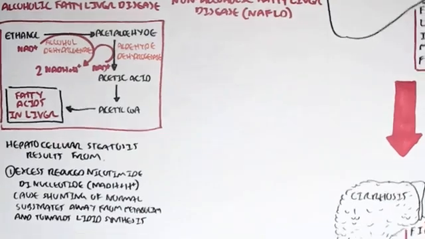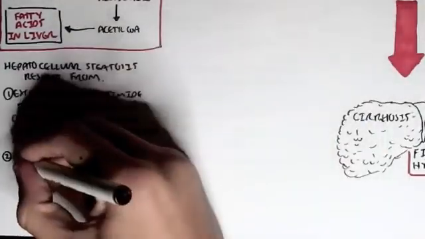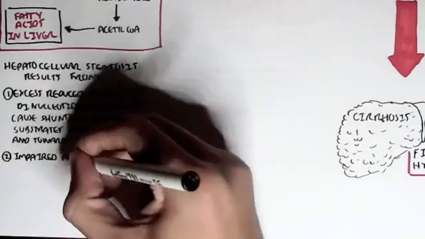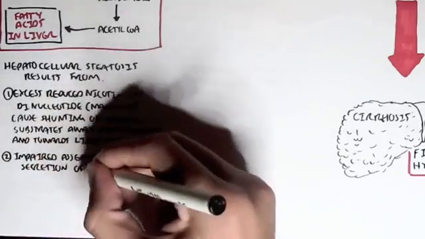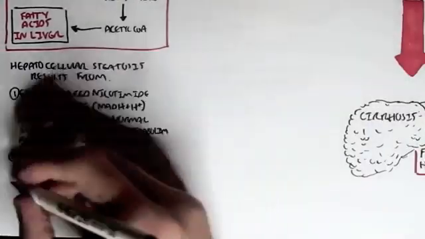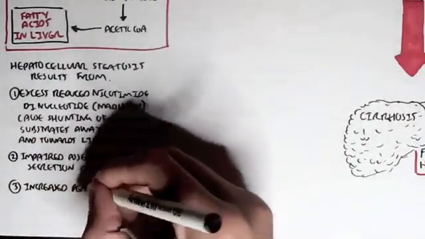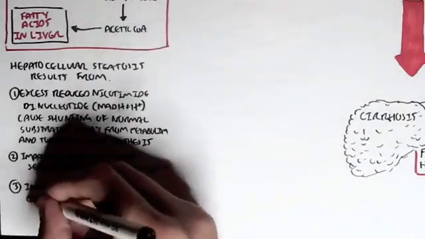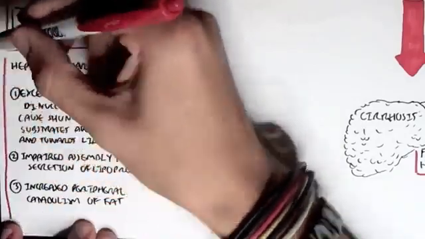2. Hepatocellular steatosis results from impaired assembly and secretion of lipoproteins. So essentially just the lipids accumulate in the liver. And this is because lipoproteins can't take lipids out of the liver. And so just lipids accumulate in the liver. And 3, there is increased peripheral catabolism of fats.